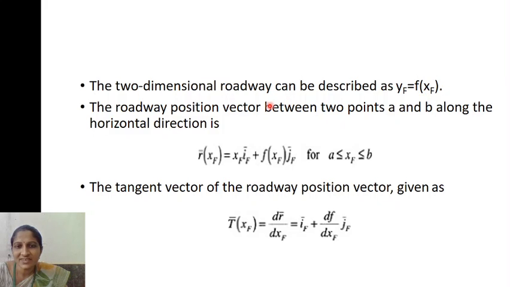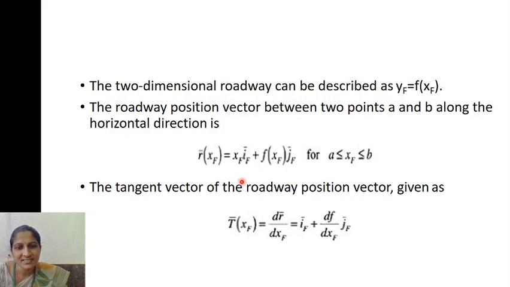For this, the position vector between two points A and B on the roadway can be denoted as R bar. R bar of xf is equal to xf into i bar plus f of xf into j bar. This is the x coordinate and this is the y coordinate, and this is the unit vector if, and jf is the unit vector in the y direction, between points A and B.